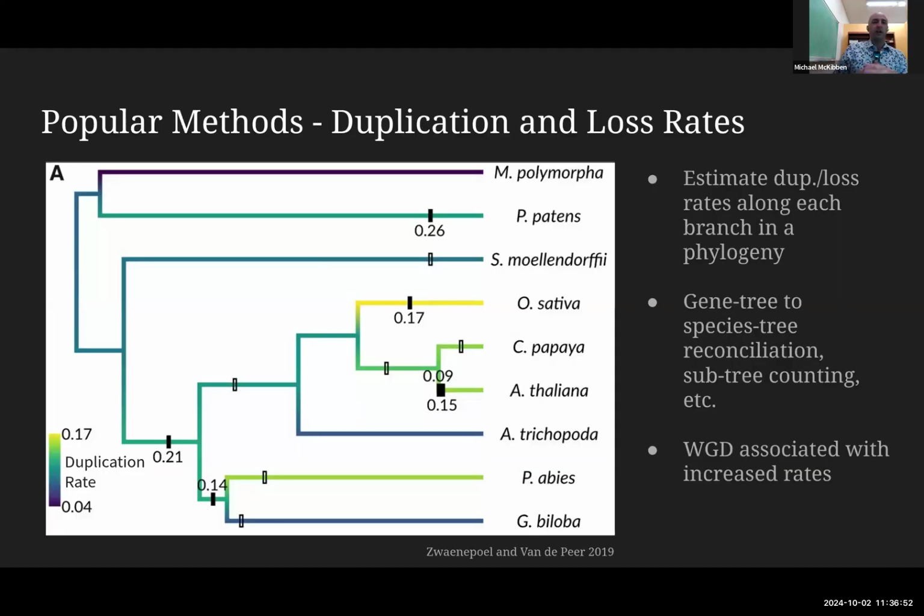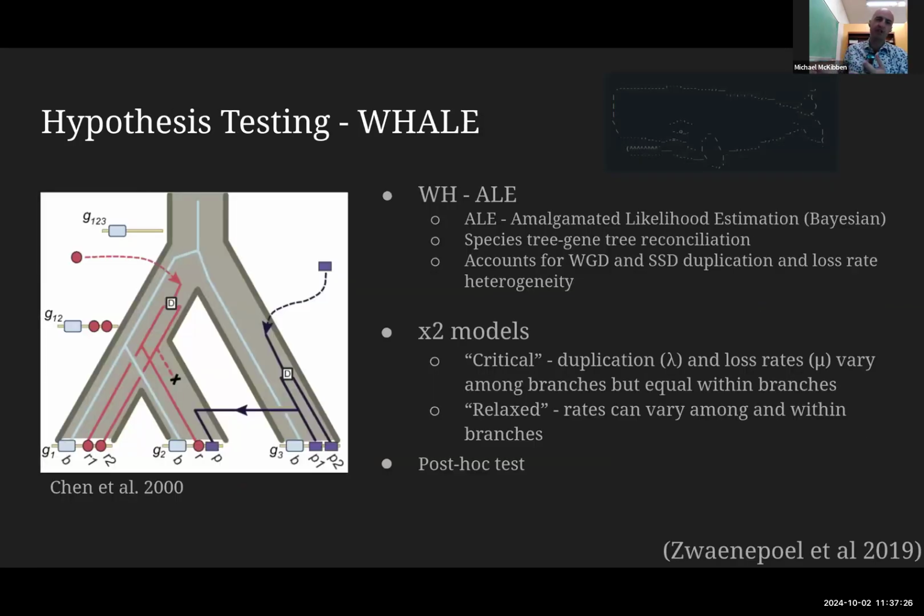The final method, or I should say group of methods for inferring paleopolyploidy, looks at rates of duplication and loss along the phylogeny. And as you can imagine, for example, in O. sativa here, if we see an increased rate of whole genome duplication, this may be consistent with a whole genome duplication event. These methods come in a variety of flavors. The majority of them are either gene tree to species tree reconciliations or do some form of subtree counting among the gene tree topologies. To date, the most sophisticated method of doing this is called Whale or ALE.